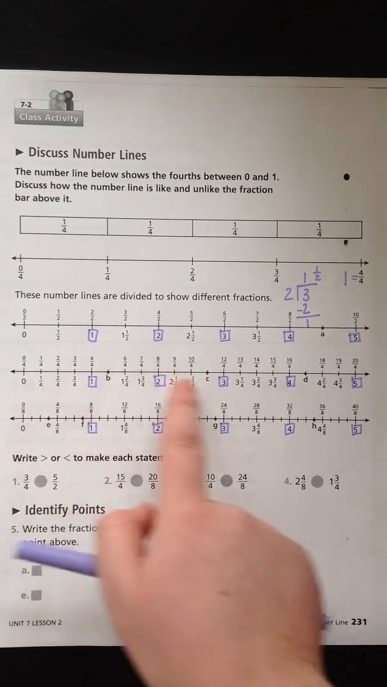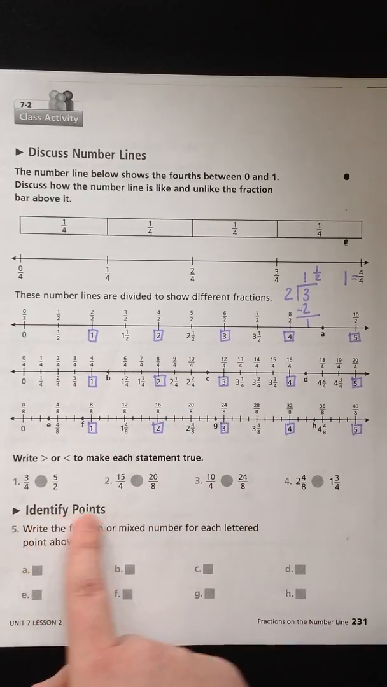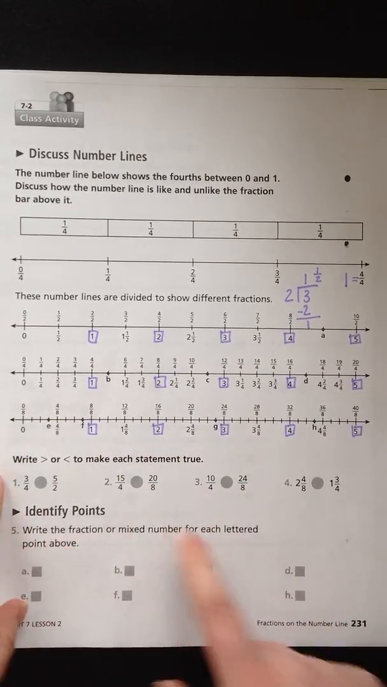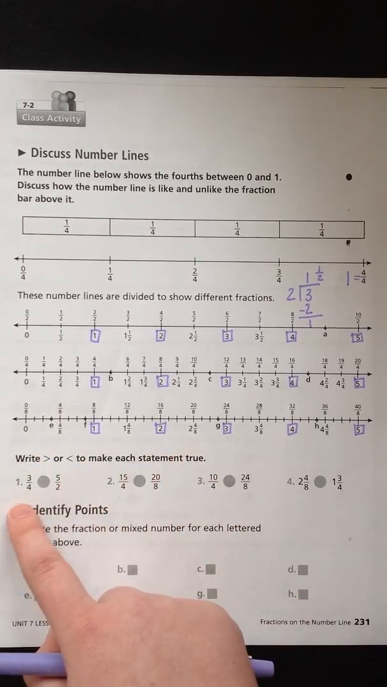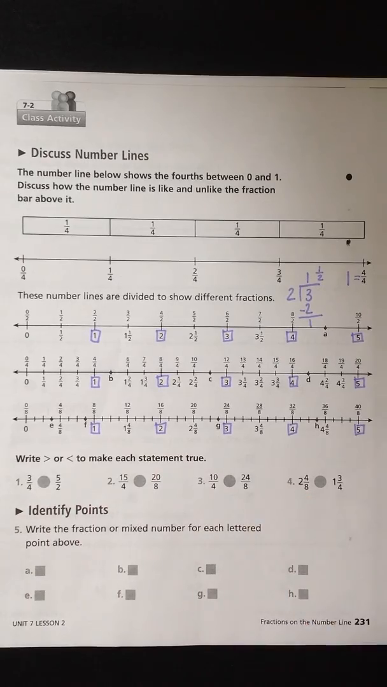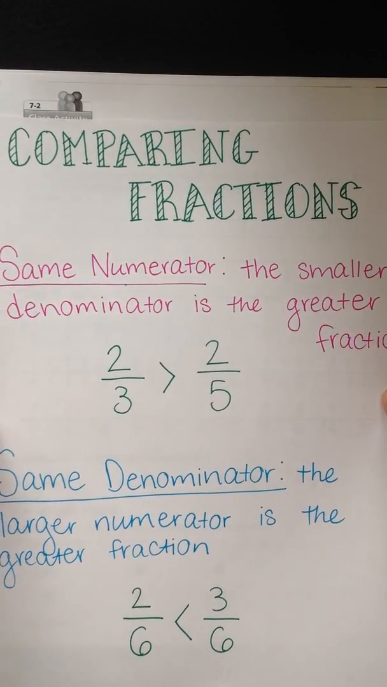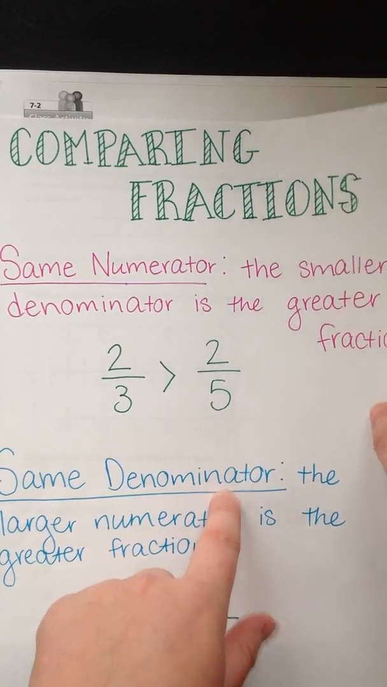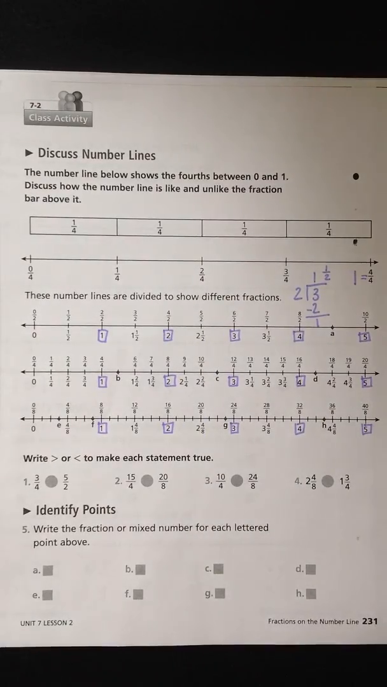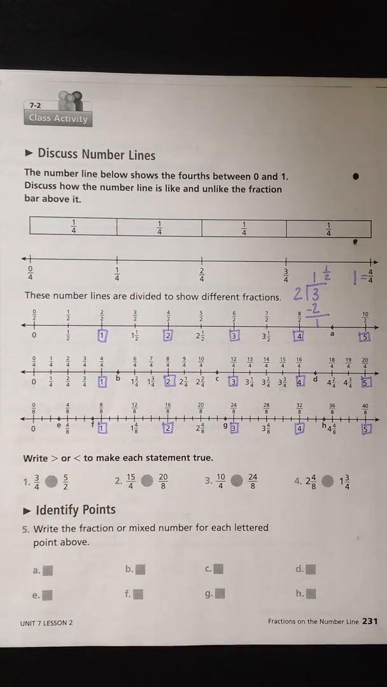Now you might be wondering, well, Ms. Vanderstel, why did it skip some? Oh, that's because down at the bottom we are going to have to identify some points. Let's get to that in a second. Right now it's asking us to write greater than or less than signs to make each of these statements true. Now, on these statements, we can't use our handy-dandy rules here. Remember our rules, we learned how to compare fractions if they have the same numerator or the same denominator. Well, when you look here, these numbers don't have the same numerators and they don't have the same denominators. So we're going to have to use a different way.